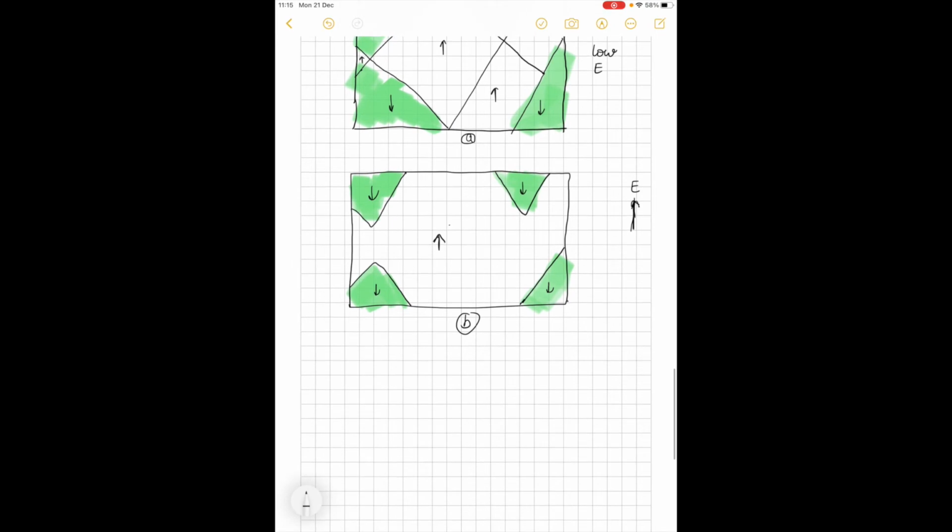Okay, so let me just write this specifically. The application of electric field E helps to align the domains, or you can say the polar region.